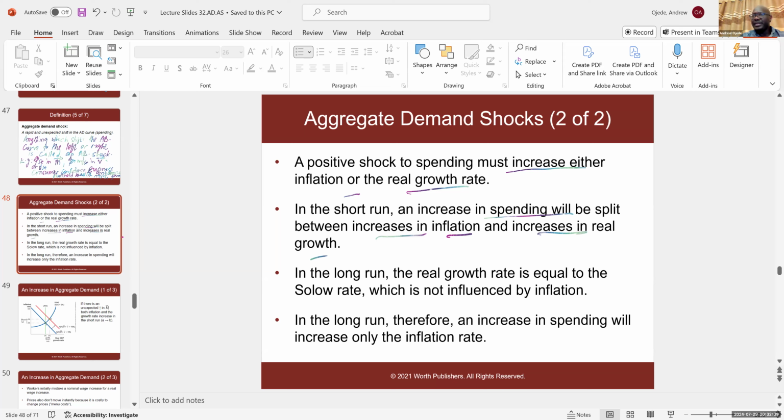So Keynes is arguing that changes in aggregate demand will affect output in the short run. But in the long run, the real growth rate is equal to the Solow rate, which is not influenced by inflation. So the economy is eventually going to adjust back to the long run. I'm going to talk about how that happens. In the long run, therefore, an increase in spending will increase only the inflation rate. Okay, so let's give you guys an example here.